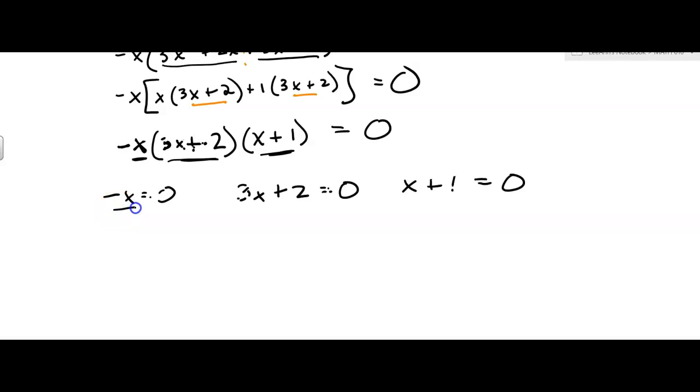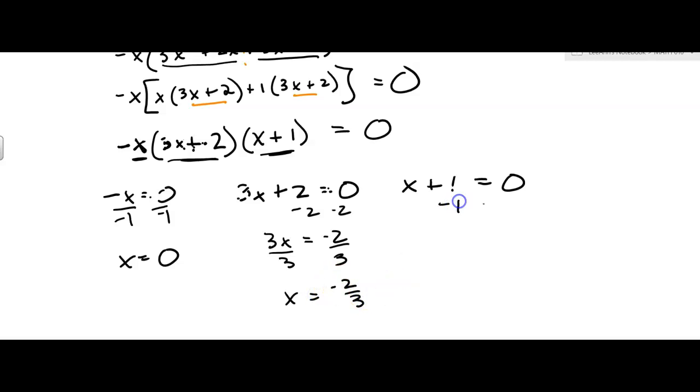Okay. The first one, you could divide by negative 1, get x equals 0. The second one, subtract 2, you get 3x equals negative 2. Divide by 3, you get x equals negative 2/3. And then on the last one, you subtract 1, and you get x equals negative 1. So there are 3 solutions to this problem.